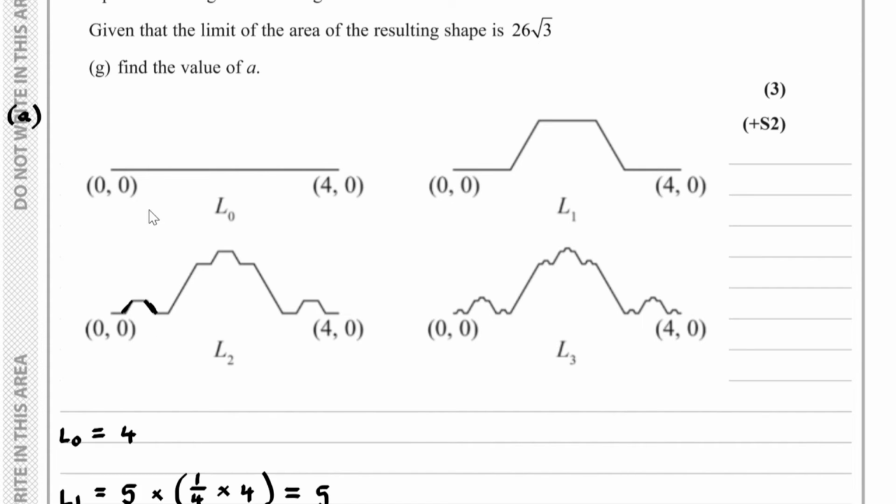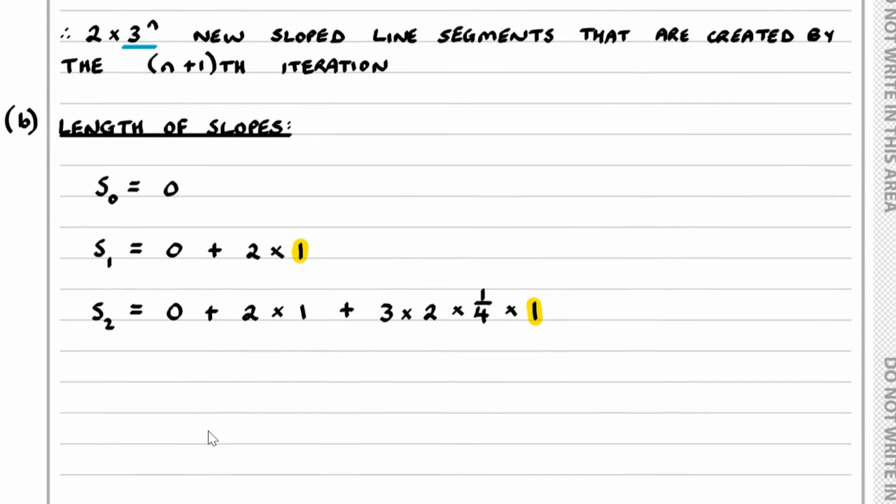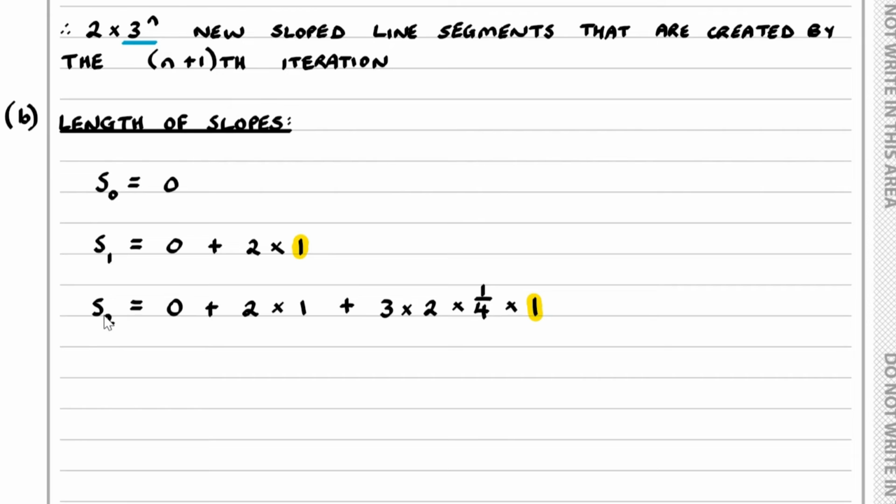well, that will be 1/4 of this bit over here. And because this is 1, what we have is 3 times by 2 times 1/4 of 1. So that is the length of the slope for S2. Now let's think about the slope S3.